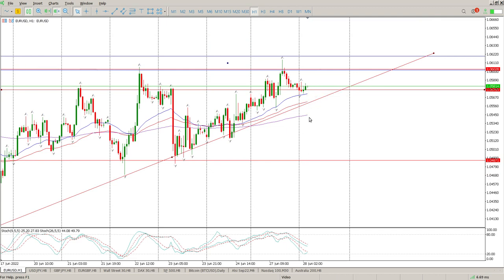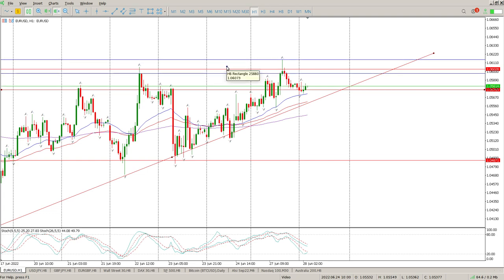Oscillators have grouped to the upside, so I wouldn't be too surprised to see us push for another leg up, probably to 106028, possibly even a little bit higher. That would basically test this pin bar here at 106148. So too much indecision for me at the moment, so I'm not really keen on this right now.